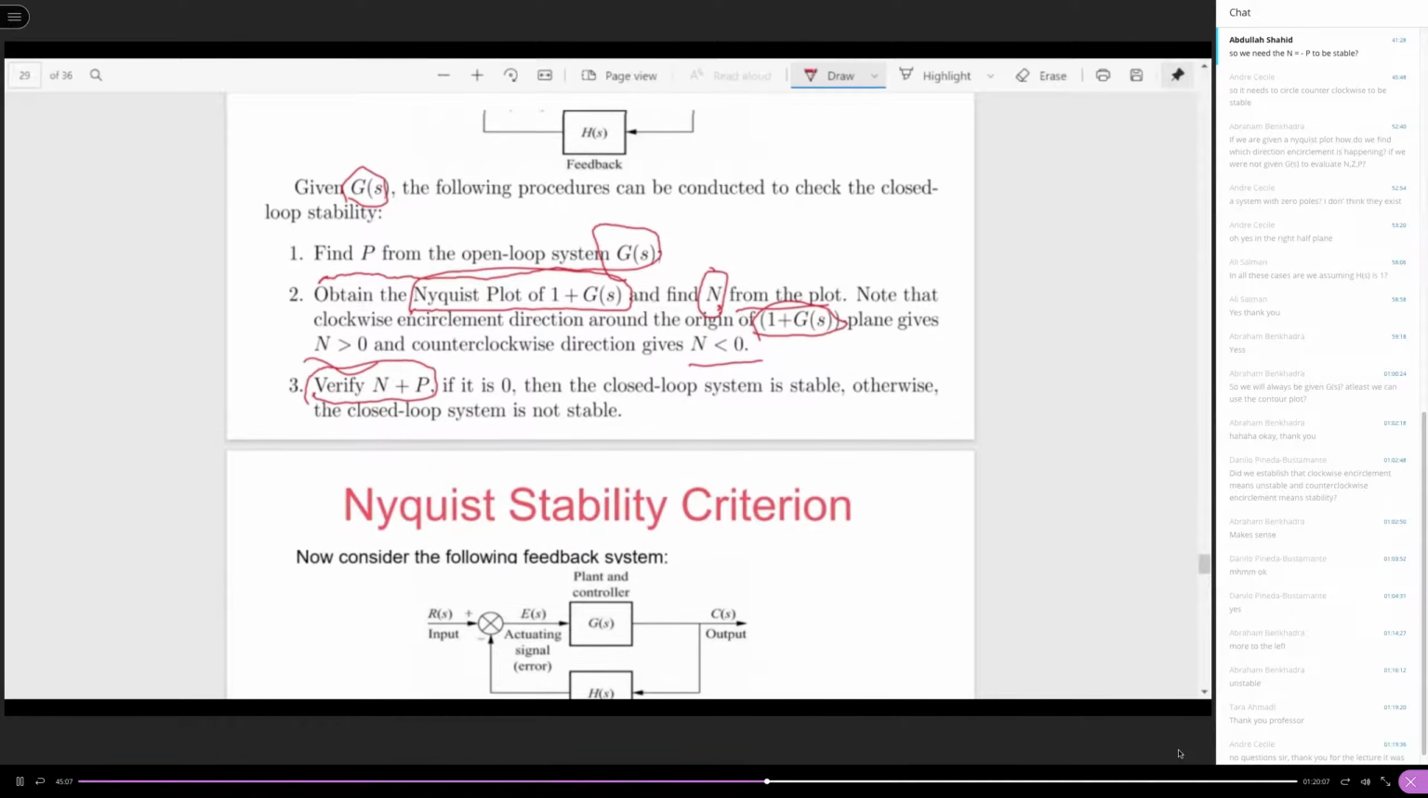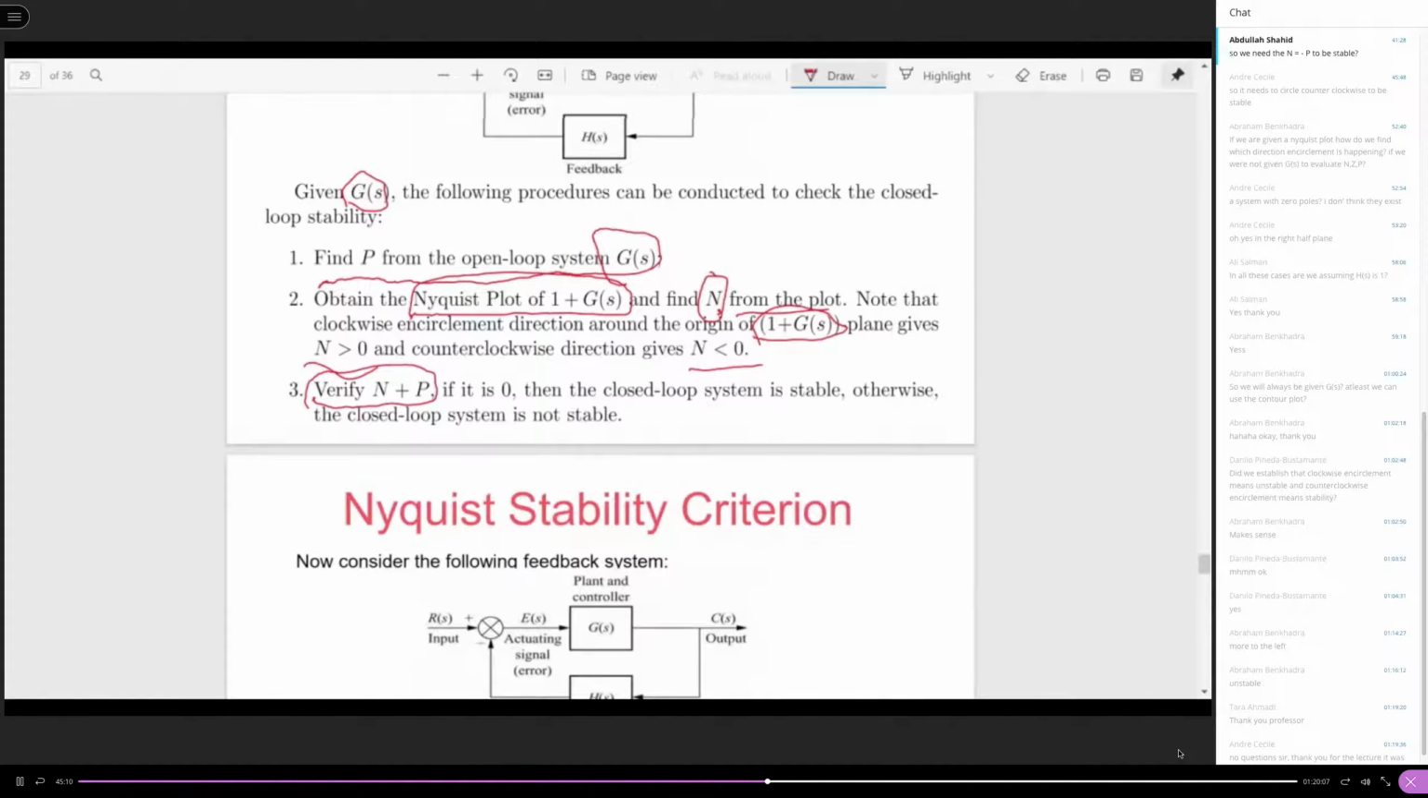You see, this is actually a very straightforward factor. Because p can only be larger than or equal to 0, if you want the closed loop system to be stable, n can only be less than or equal to 0. It cannot be positive. If n is positive and p is not equal to 0, then this n plus p is not going to be equal to 0. It's not possible to be 0.